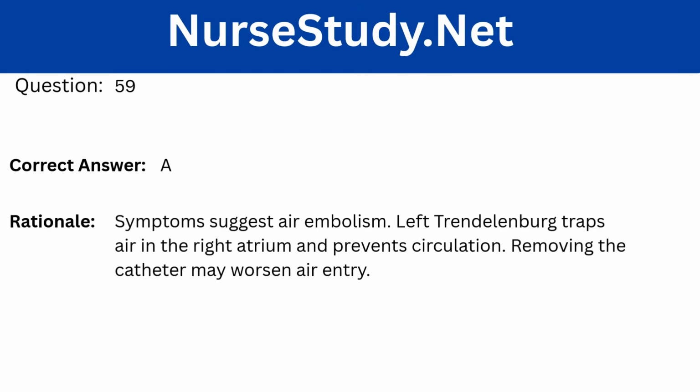Correct answer: A. Rationale. Symptoms suggest air embolism. Left Trendelenburg traps air in the right atrium and prevents circulation. Removing the catheter may worsen air entry.